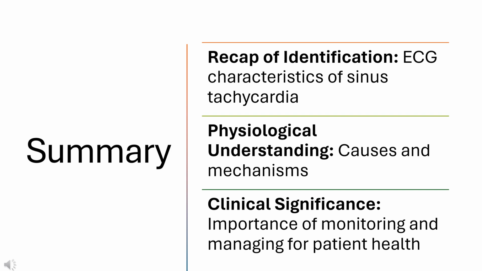Physiologically, we know that we have SA node activity that has increased due to stressors such as fever, pain, anxiety, or exercise. We looked at the need to monitor both the ECG and any symptoms and medical management of underlying causes or any medications that the patient might need to take to help slow the heart rate. We also looked at patient education and the importance of lifestyle modifications, such as stress reduction techniques, adequate hydration, and avoiding any stimulants.